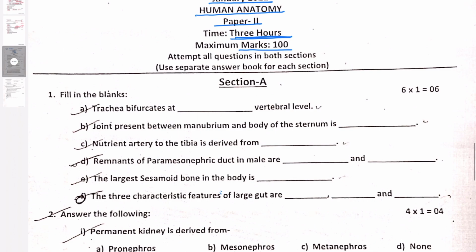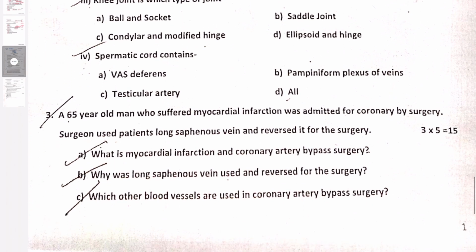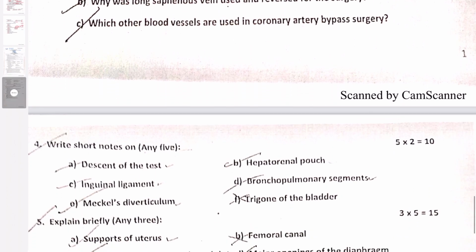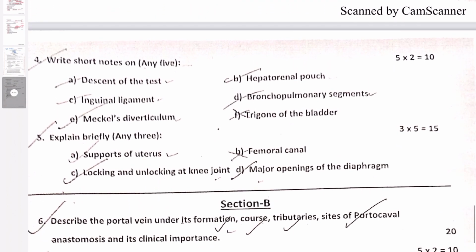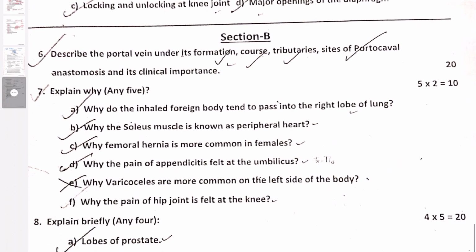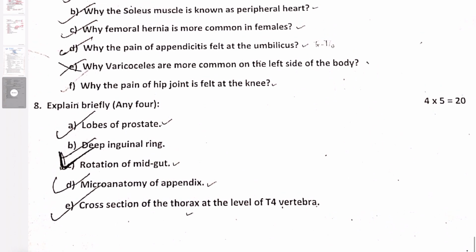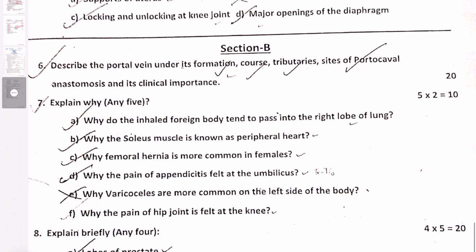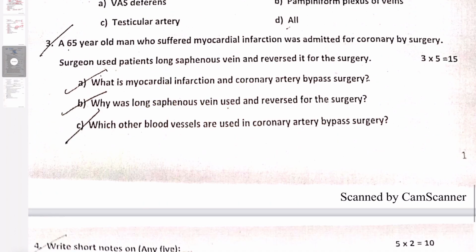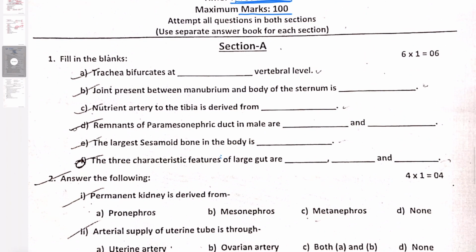Section A contained 6 fill in the blanks, 4 MCQs, then a clinical question of 15 marks, then short notes of 10 marks, explain briefly. Section B is all the subjective portion, and I'll be telling you briefly about all these questions later on. First, let's begin with section A, fill in the blanks.